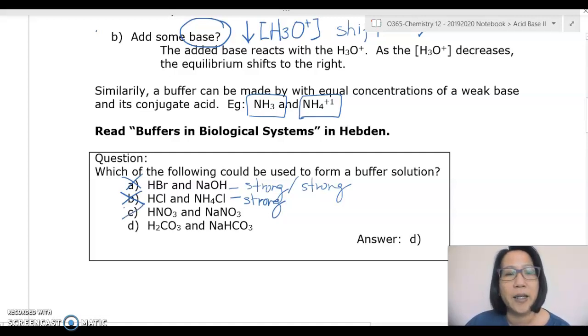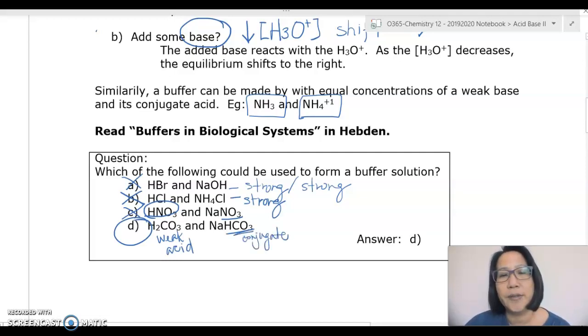Third one, again, is one of those situations. The nitric acid is a strong acid. Yeah, I know the conjugate base is there, but again, we're not going to have an equilibrium system. So finally, D is the answer. We do have our weak acid here, which is our carbonic acid, and we do have its conjugate base, which is our hydrogen carbonate. And so this combination of our weak acid and its conjugate base allows us to establish that equilibrium that we need. Yep, answer is D.